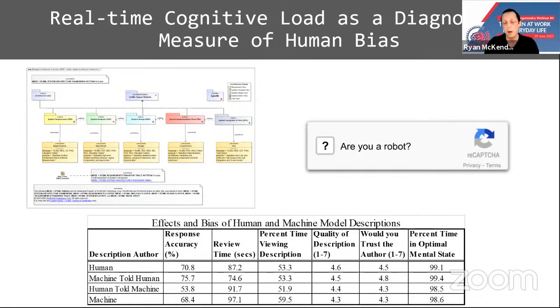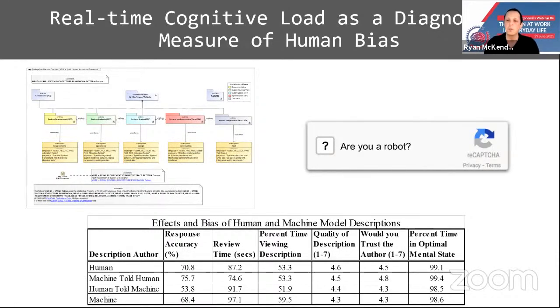So in the bottom here, you can see we have a description that was created by a human, created by a machine, but the engineer was told it was written by a human, created by a human, told it was written by a machine, and so on. What was consistent here was that if the human user believed that the description came from a machine, their response accuracy was lower. They reviewed the diagram longer. They seemed to have a lower perception of the quality and the trust in the user. Now, I'll say that the behavioral and self-report measures are not statistically significant.